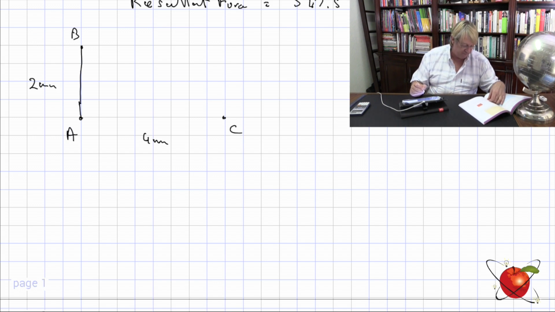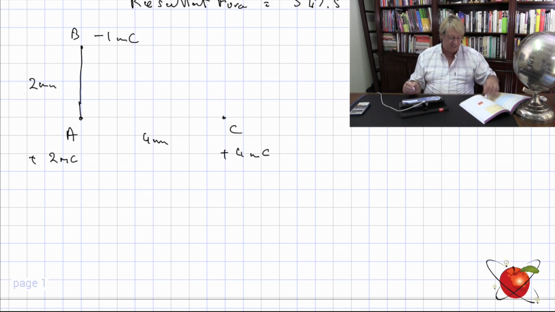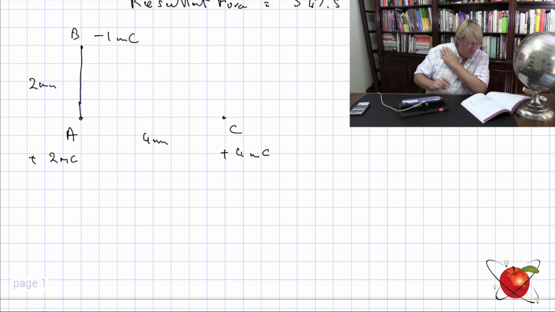This is point C. They've told us that at A, we've got a charge of 2 millicoulombs, and it's positive. At C, we've got a charge of 4 coulombs, and it's also positive. At B, we've got -1. It's a negative. Okay? Well, what have we got here now?